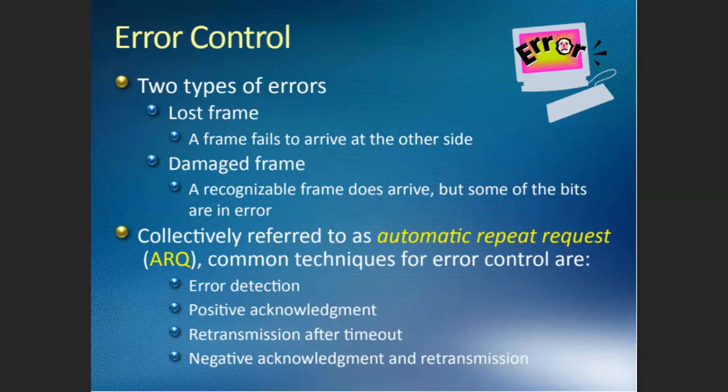Collectively, these two controls are called ARQ, automatic repeat request. This question always comes up: what is ARQ? After three months, you see ARQ, what is it? So this is ARQ, very simple. These are the techniques used for error control. It will do error detection, positive acknowledgement if everything is okay, retransmission after timeout, negative acknowledgement, and retransmission.